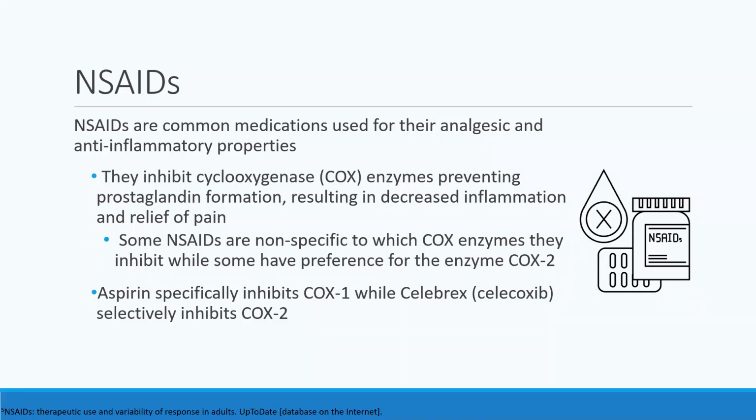NSAIDs are common medications used for both their analgesic and anti-inflammatory properties. They inhibit cyclooxygenase COX enzymes, preventing prostaglandin formation, resulting in decreased inflammation and relief of pain. Some NSAIDs are nonspecific to which COX enzymes they inhibit, while some have preferences for the enzymes that they inhibit. So aspirin specifically inhibits COX-1, while Celebrex or celecoxib selectively inhibits COX-2.